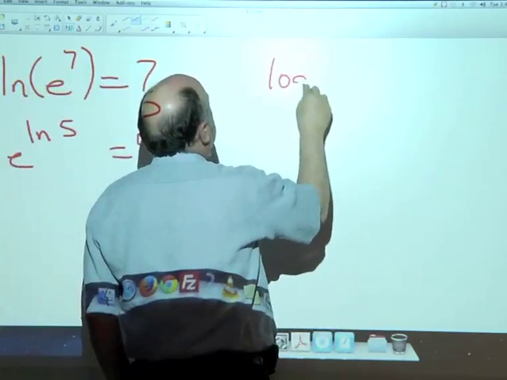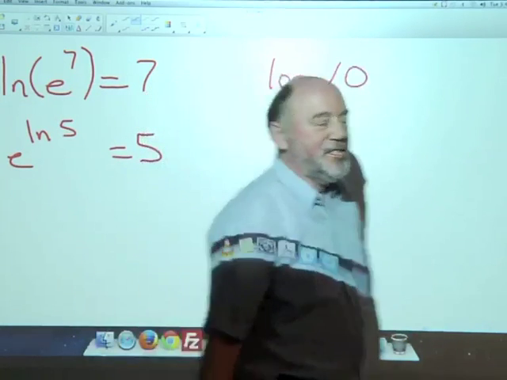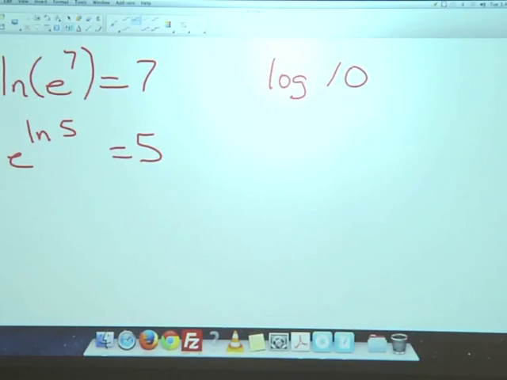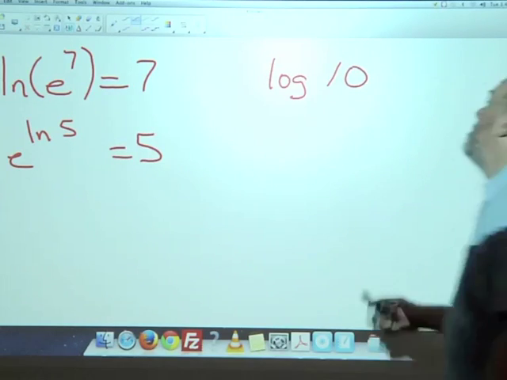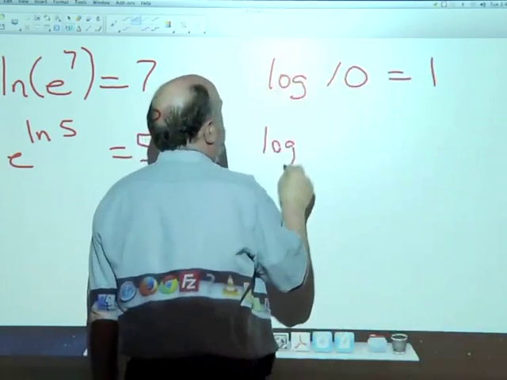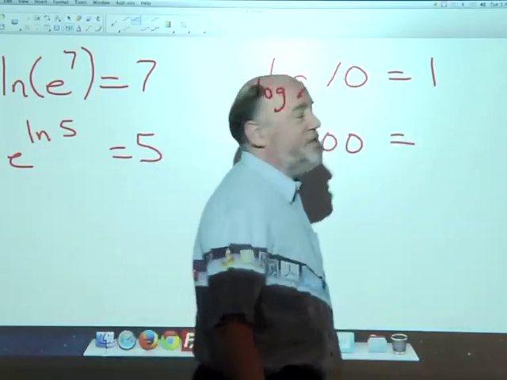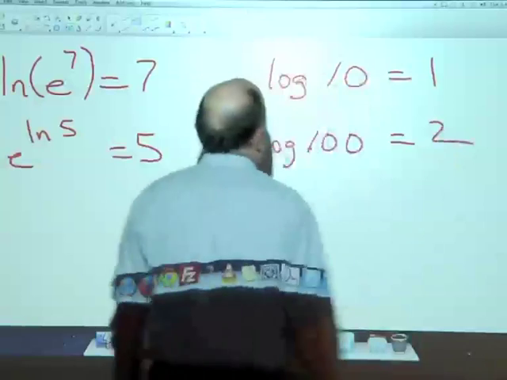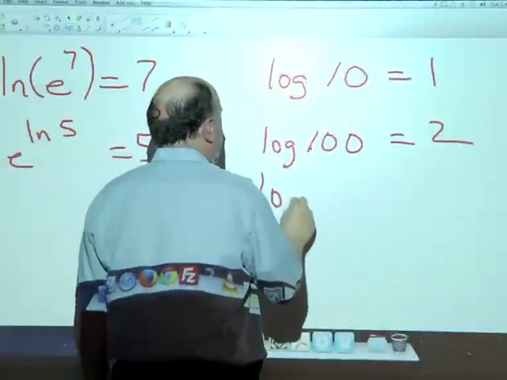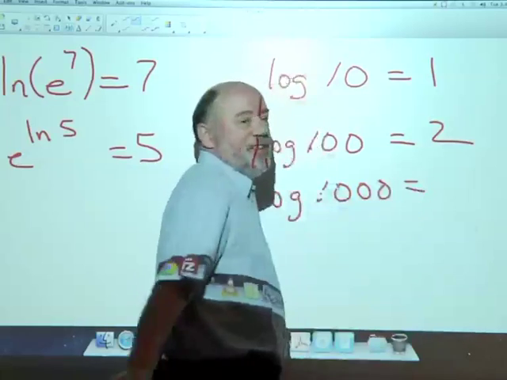On the toy, what is the log of 10? And this is now the LOG button on the toy. It's 1. Right? What is the log of 100? Two. It's 2. Here's a tricky one. Without the toy, what is the log of 1,000? 3. Very good.